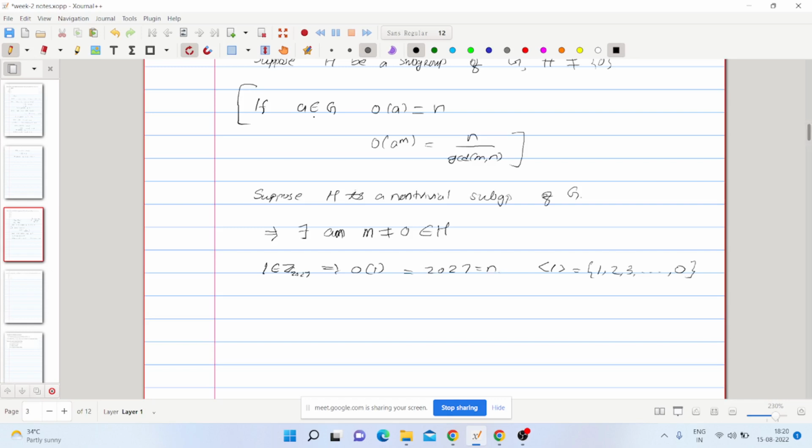Now, here we have written the order of A power m in the multiplicative sense. Here our operation is addition, so instead of the order of A power m, we can write the order of m times A. Right? Is this okay? Because we are adding A m times. Is this clear? Yes. Okay. What is the A here? A we have taken as 1, so this is the order of m.